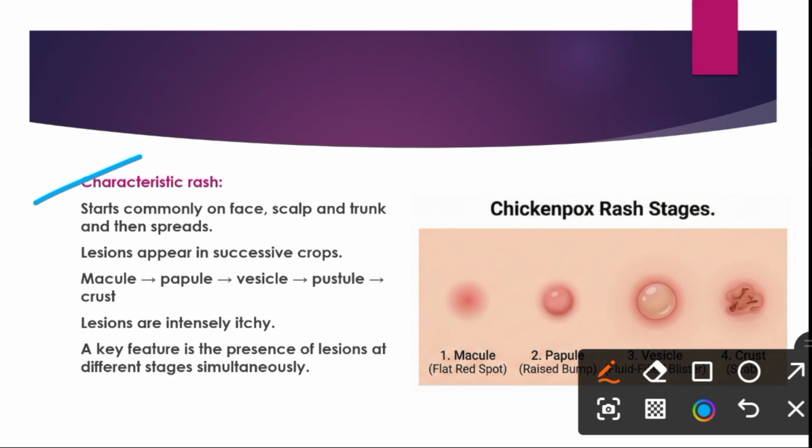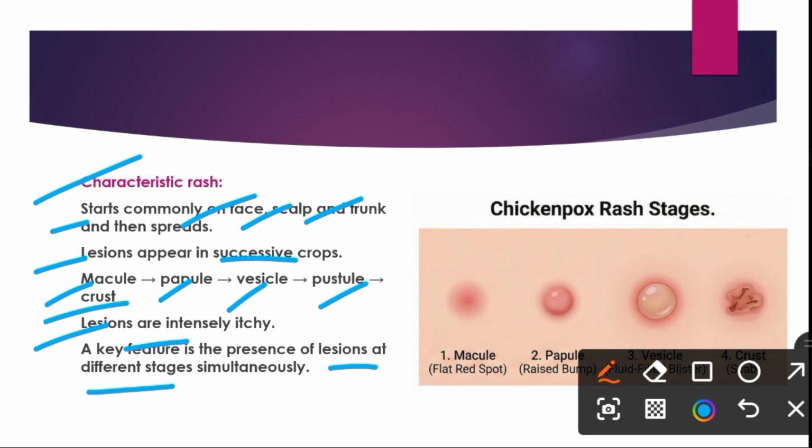Next is the rash in chickenpox. Chickenpox has a characteristic rash that starts on the face, then the scalp, and then spreads downward toward the trunk and the lower body. The lesions of chickenpox appear in different crops. Initially, we have a macule, which then becomes a papule, and the papule is converted to a vesicle, and the vesicle becomes a pustule when pus is collected, and when the pustule ruptures, then a crust or scab is formed.